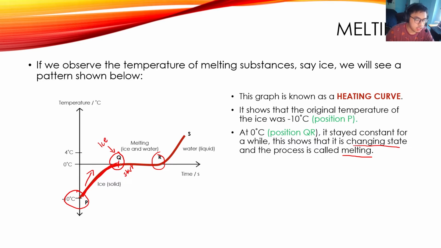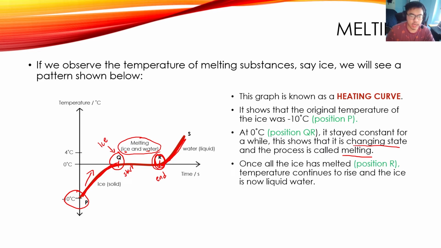But then once Q has started, now you have a mixture of ice and water because that ice begins to melt. So you have ice and water between Q and R. But once we reach R, so this is the end of the melting process, then you only have water. Okay, so from P to Q, it's only solid. Q to R, you have a mixture of solid and liquid. And then R to S, R onwards, you only have liquid. Once all the ice has melted, position R, temperature continues to rise and the ice is now liquid water.